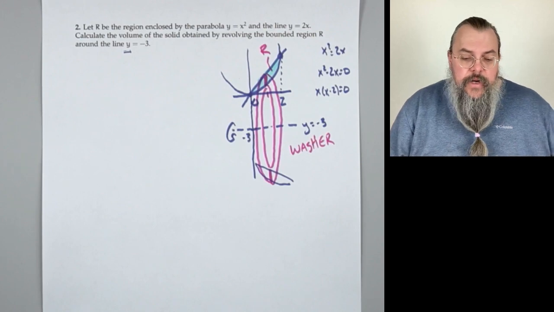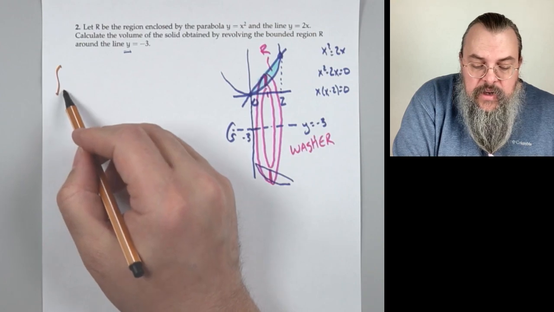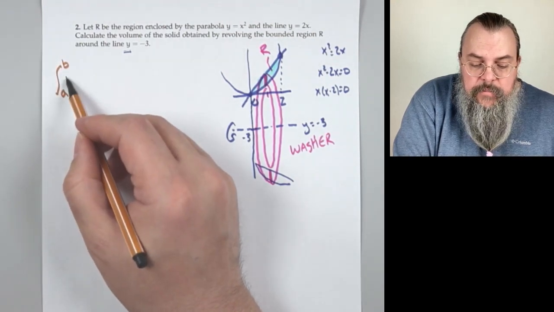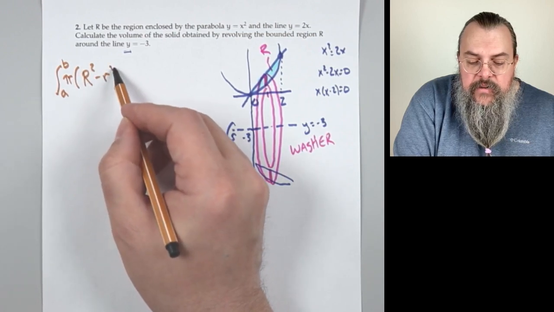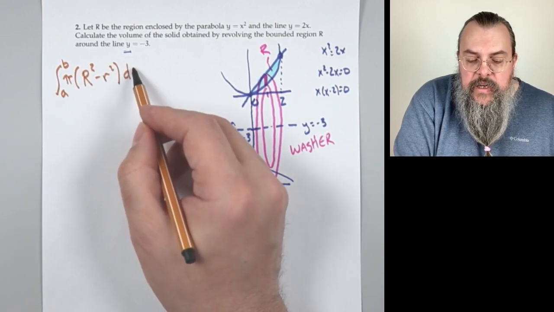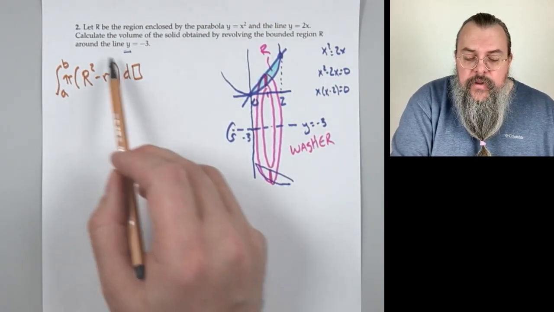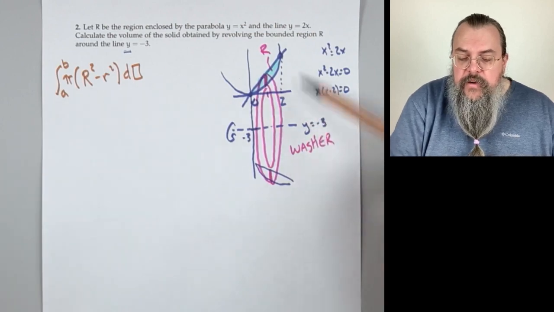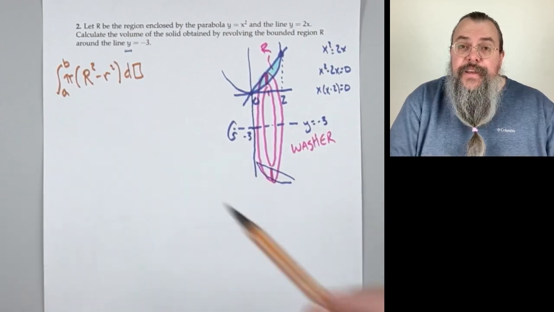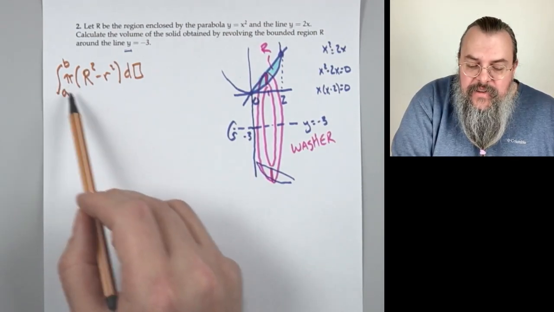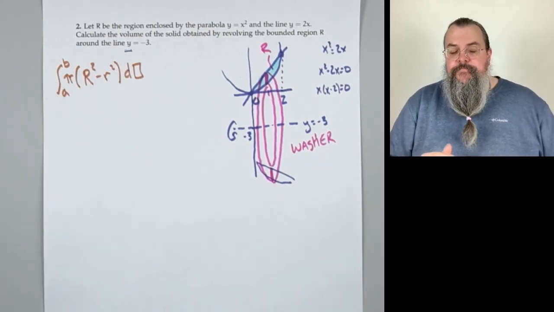And so what is the washer method? Well, the washer method says you integrate a to b. There's a pi, and then it's the big radius squared minus little radius squared, and d, whatever you're integrating with respect to. So what you have is big circle minus little circle. That's the area of a cross section. This d something is the width of a cross section. So this is a little tiny volume, and then you add the volumes up.